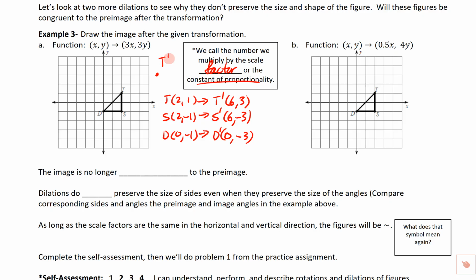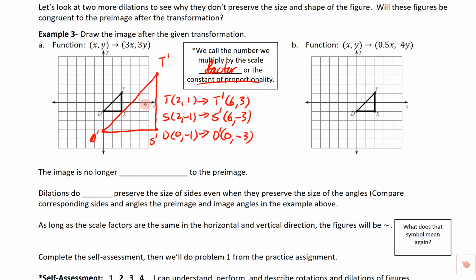And then S prime is going to be (6, -3). That's going to be down here, so that's S prime. And then D prime is (0, -3), so we're going to be right there. So this is D prime. So we'll draw a line connecting those, connecting these, and connecting these. Okay. Now you can see that this image is much bigger than the pre-image.